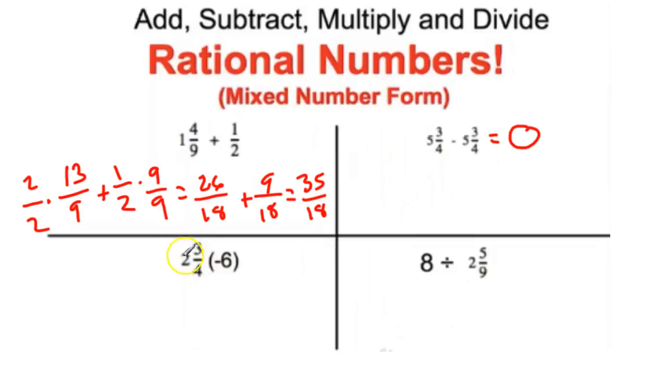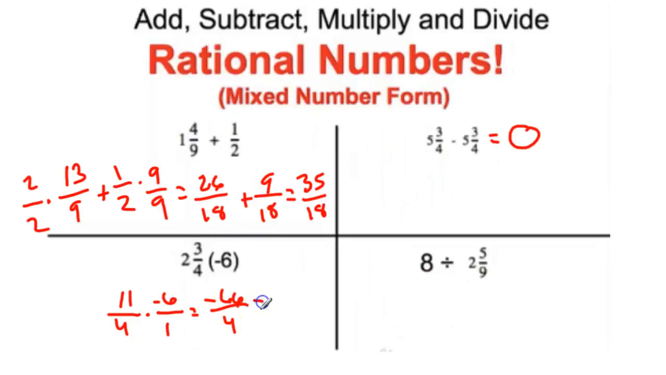Let me change this to an improper fraction. 4 times 2 is 8, plus 3, 11. I keep the denominator 4. I'm multiplying it by -6, so that's really -6 over 1. When I multiply it, 11 times -6, that's -66. On the bottom, 4 times 1 is 4.